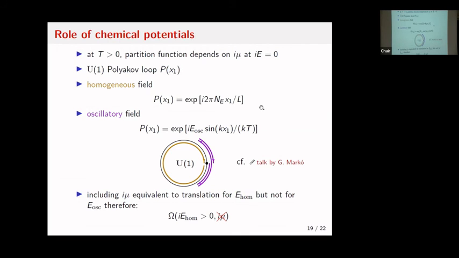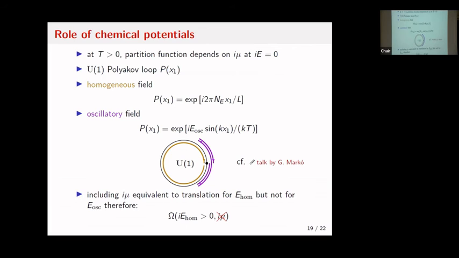Notice that this local Polyakov loop makes a full turn as you go along the lattice. When x1 goes from 0 to L, it makes a full turn around the U(1) circle. This is this brownish line. On the other hand, the oscillatory field looks like this for the local Polyakov loop. It doesn't do a full turn, it oscillates. It goes first somewhere and then comes back and then comes back again. This is the purple line.